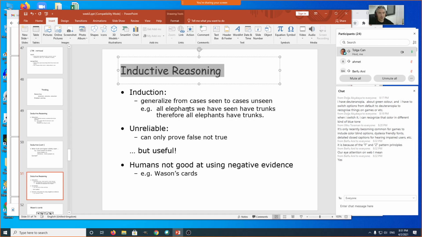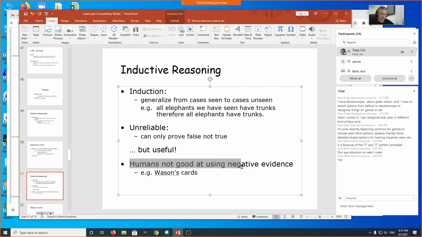We generalize from cases that we have seen to cases that are unseen. So this is like extrapolation of our knowledge. Inductive reasoning, you can remember this as an extrapolation of our knowledge, of our practice. It may be unreliable sometimes. And also, humans are not very good at using negative evidence when reasoning.